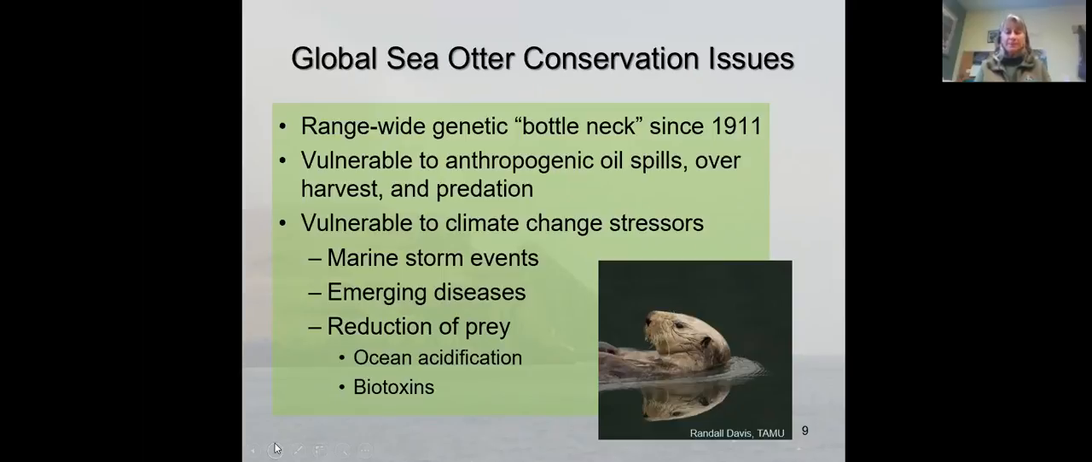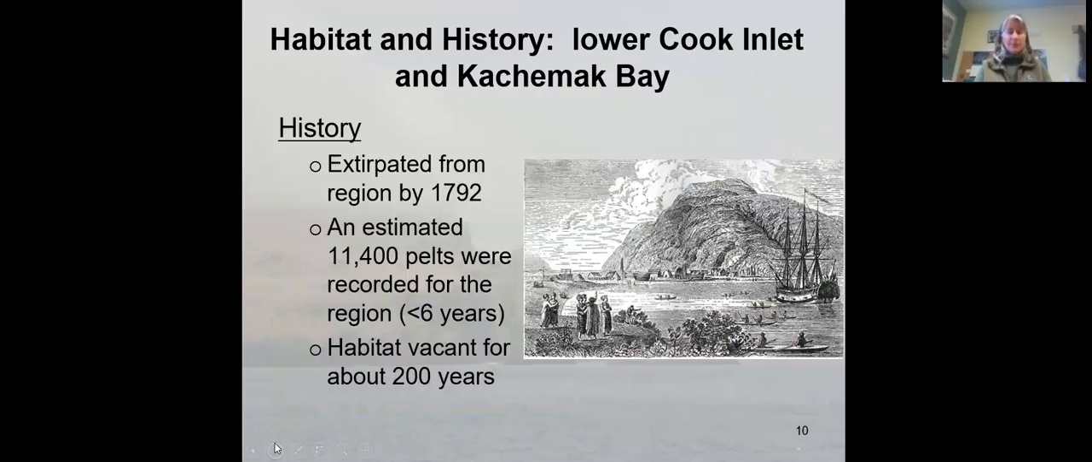Next, please. So I'm putting this in here just mostly because this is where I'm from right now, and habitat and history is pretty much the same for these animals everywhere. We've removed them from a large portion of their range, and what we know about sea otters is that recovery pattern, them moving back into habitat that they've been hunted out of for a long time.